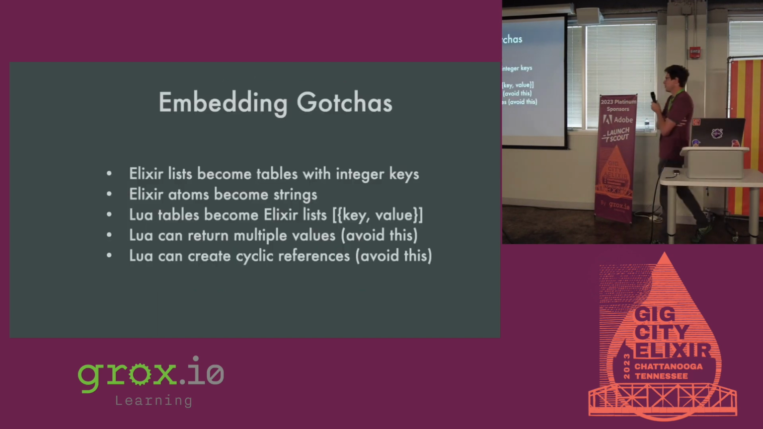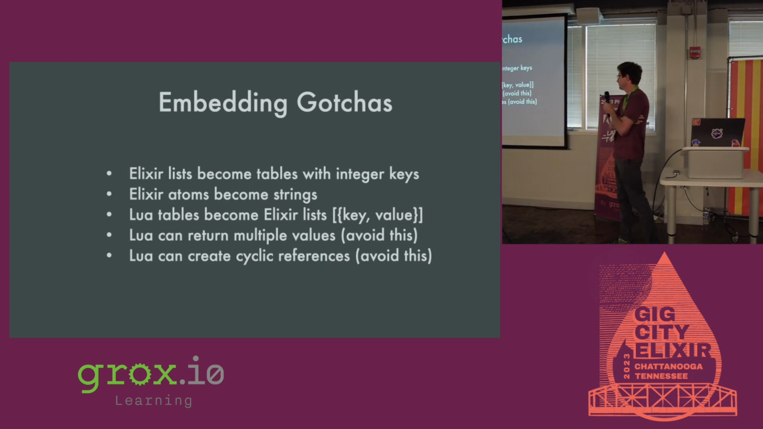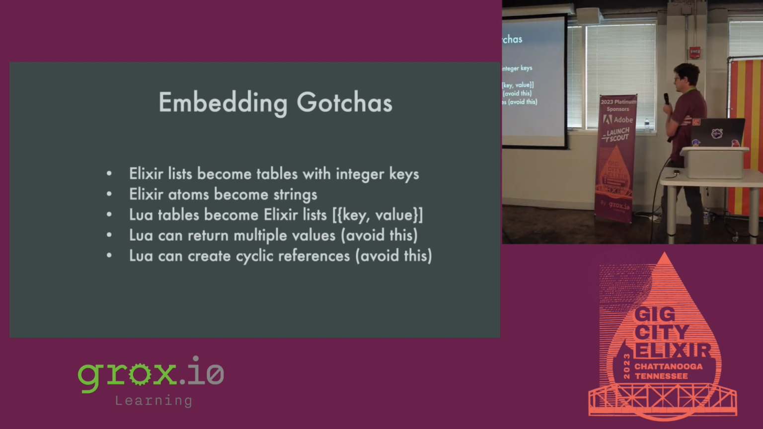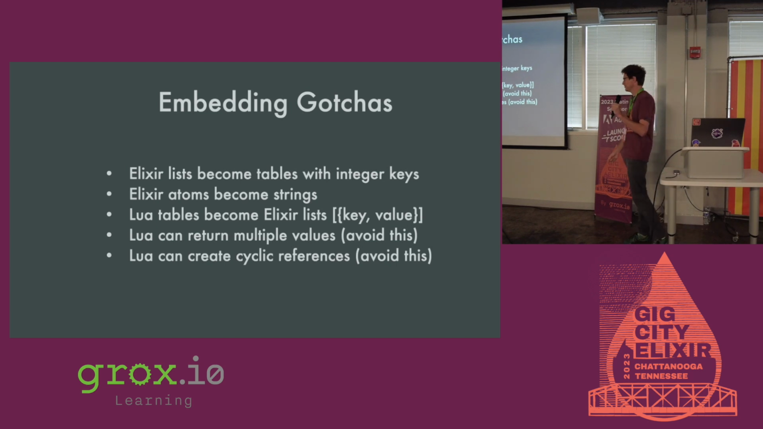So there are some gotchas you have to watch out for, mostly because you have to deal with type conversion, because Lua does not have nearly so many types as Elixir. When you throw in a list, it becomes an associative array, which is an integer-keyed map, kind of, in Elixir. All your atoms go to strings. If you send a Lua table back into Elixir, it comes back as a list of key-value tuples.